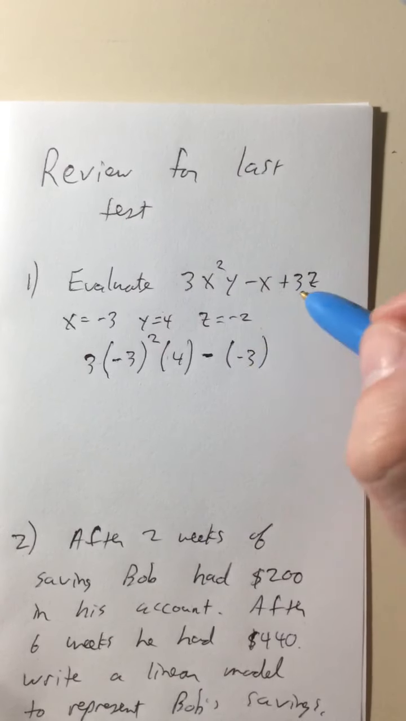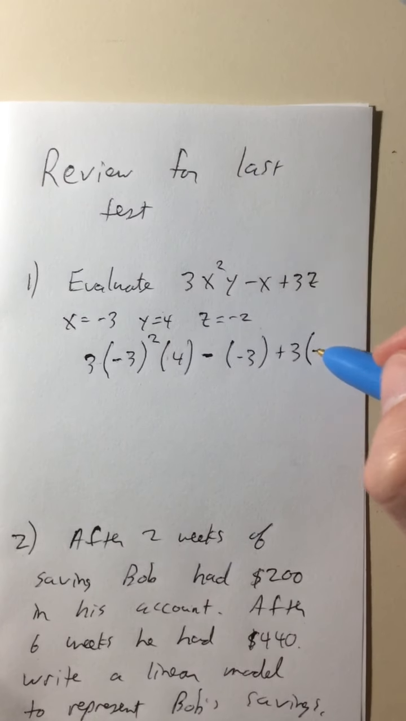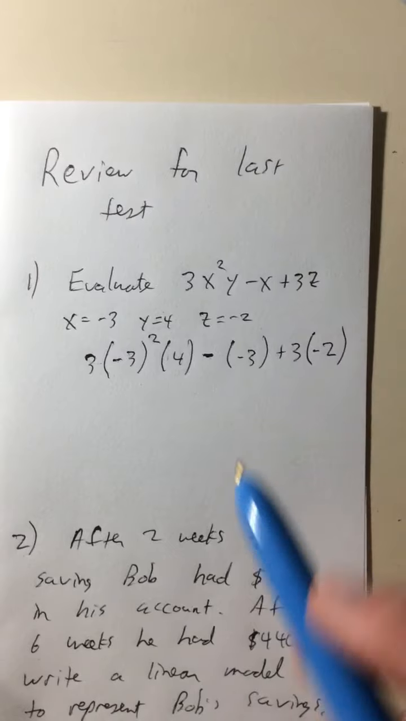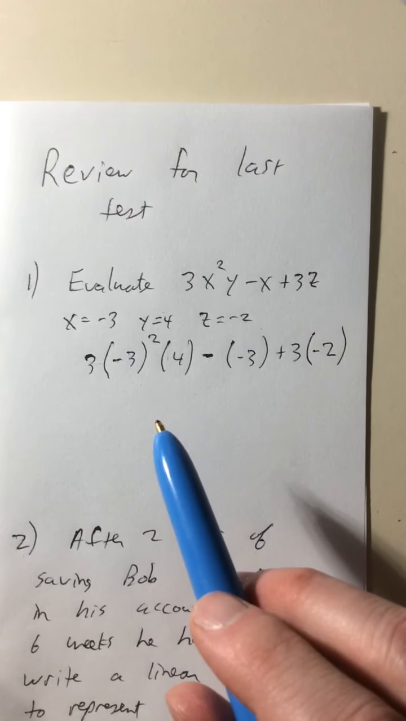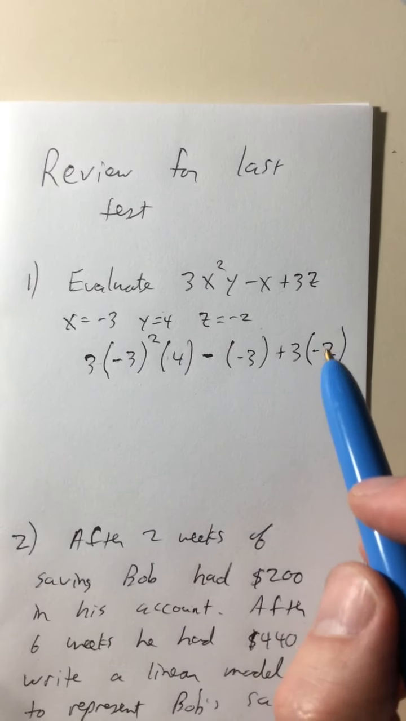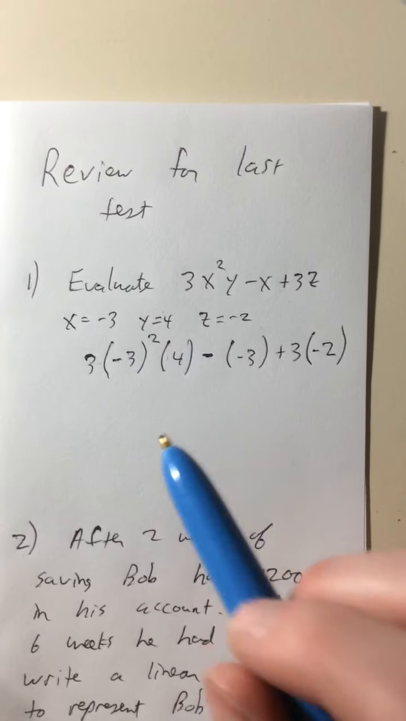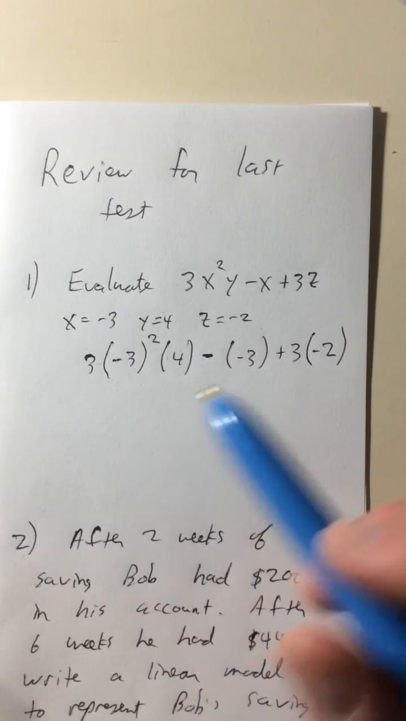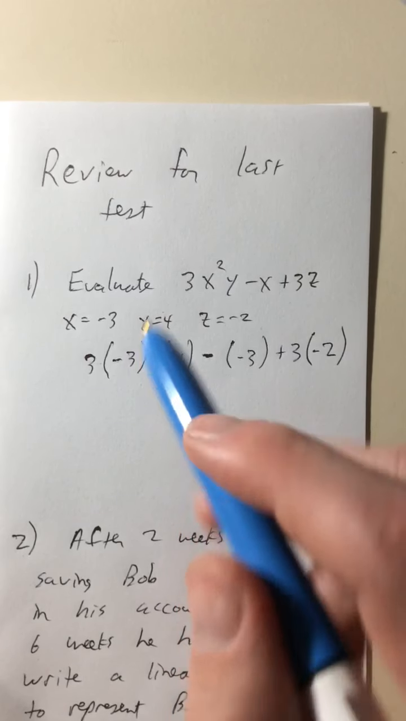and then plus 3 times z, z is negative 2. So we're doing order of operations here. We remember PEMDAS, right? That means we do inside parentheses first. Inside each of these parentheses is just a single number, so there's nothing to do inside them. So we move on to the next thing, which is exponents. There is one exponent, right here, so we do it right now.